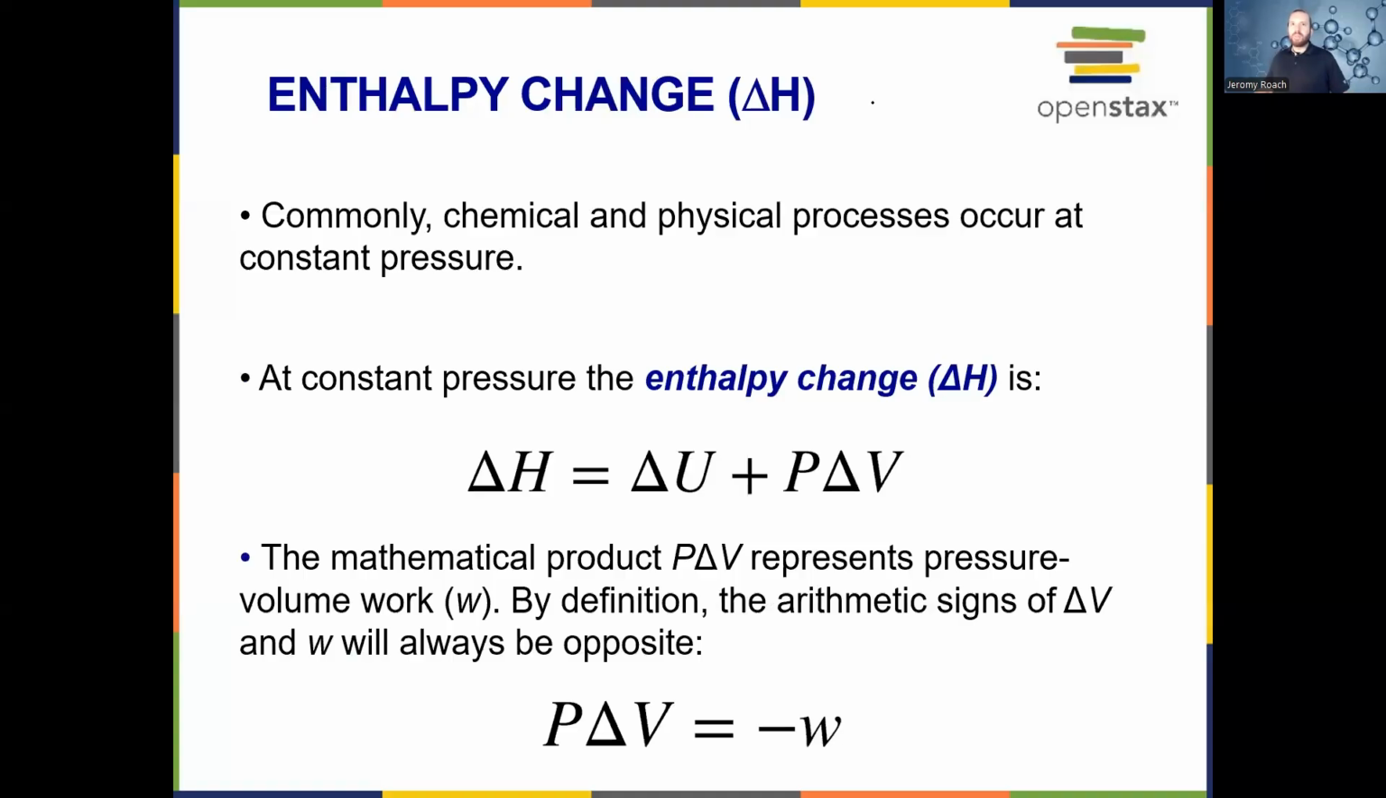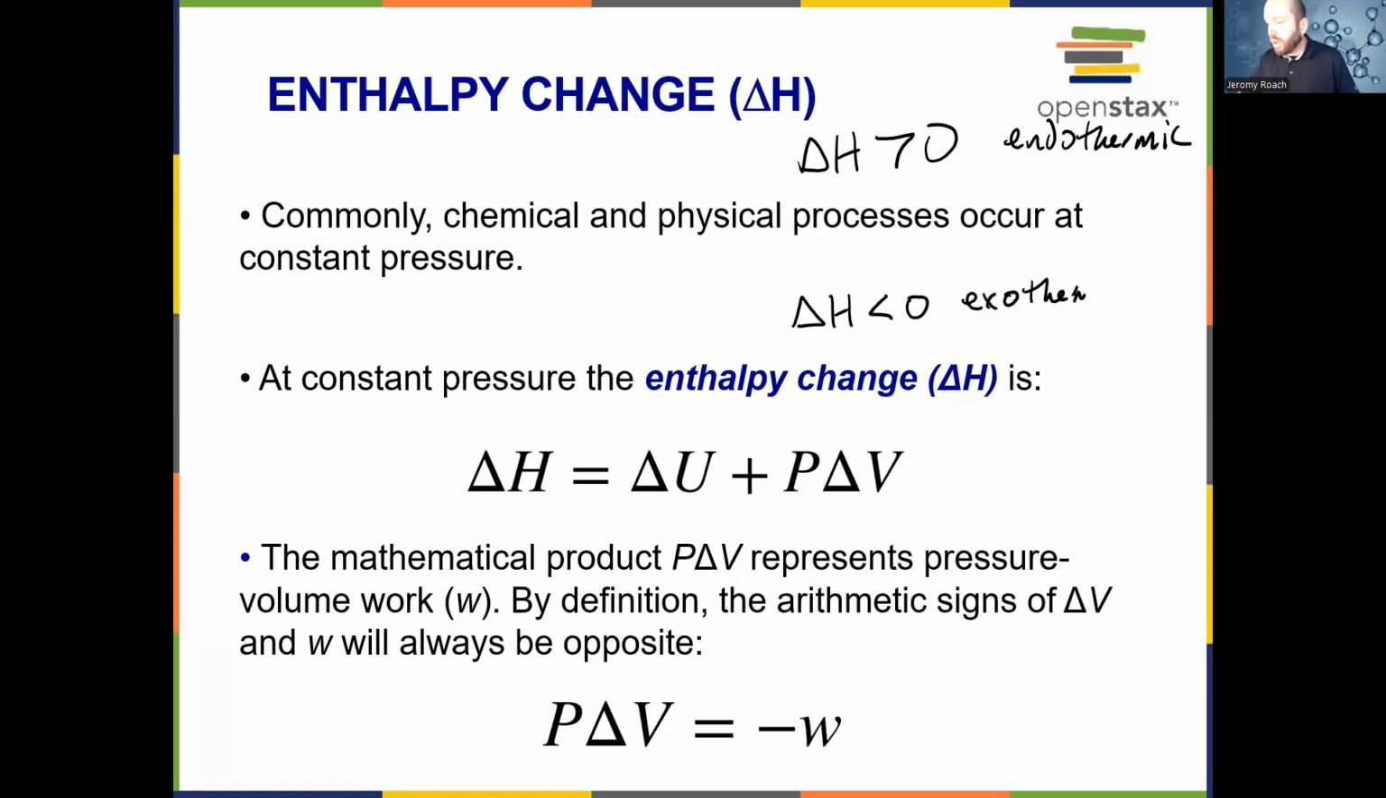Enthalpy change. We're going to talk about enthalpy change more than just in this lesson. So if the change in enthalpy is greater than 0, heat is absorbed. Okay. Now, we'll probably go over this one more time, but if delta H is greater than 0, then it is endothermic. If delta H is less than 0, then heat is released and it is exothermic.